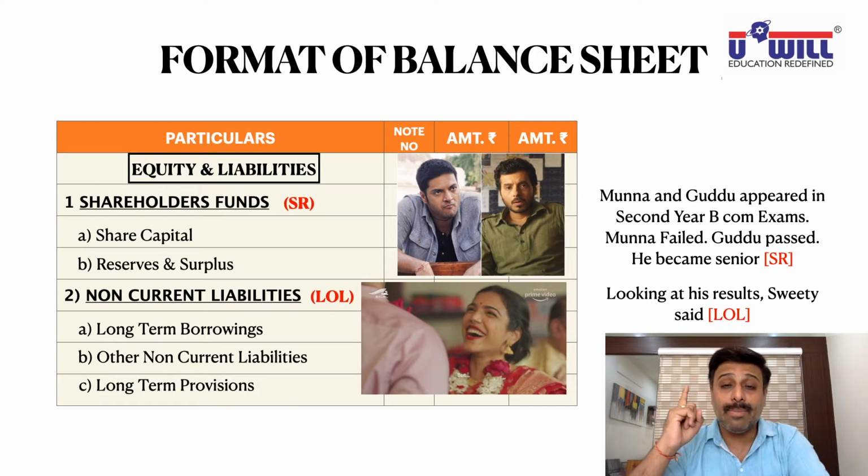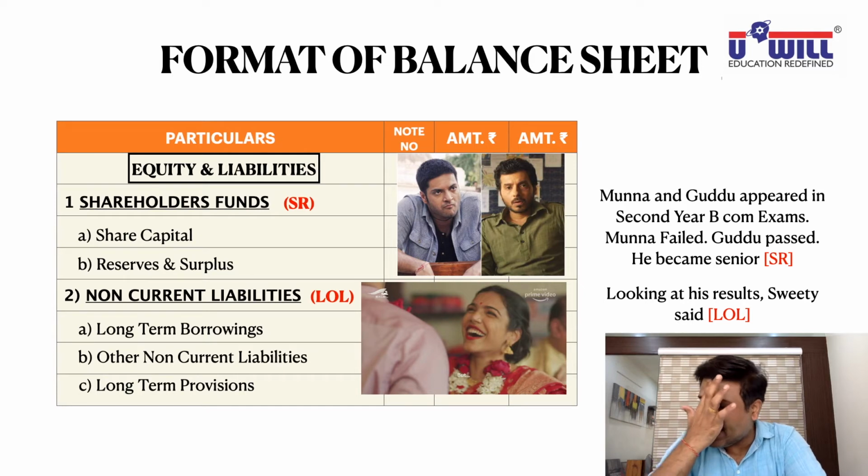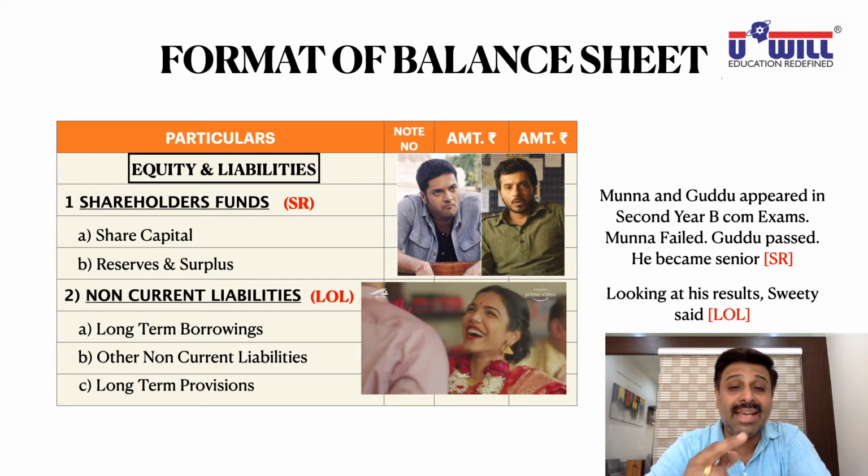Okay. I repeat, loans borrowed, debentures. Debentures are very important. They'll always come in long-term borrowings. Public deposits will come in long-term borrowings. Other non-current liabilities will include any amount which does not fall in A and C. Any amount which we have to pay after 1 year period of time and it does not fall in A and C will come as a part of other non-current liabilities.